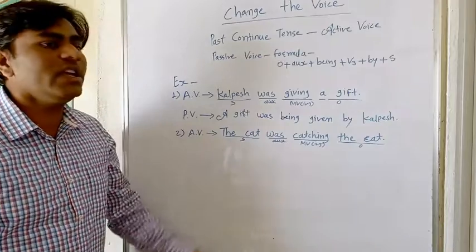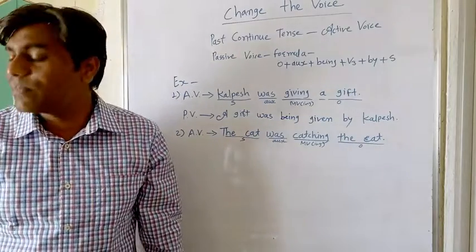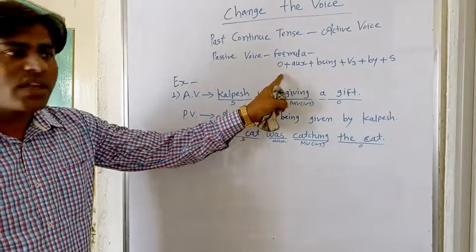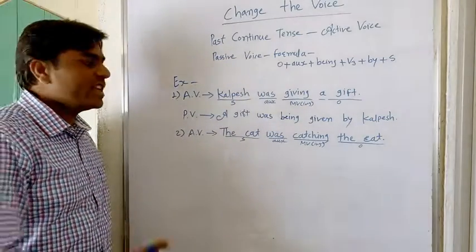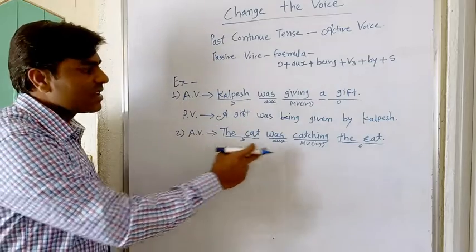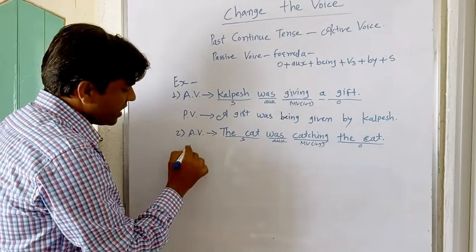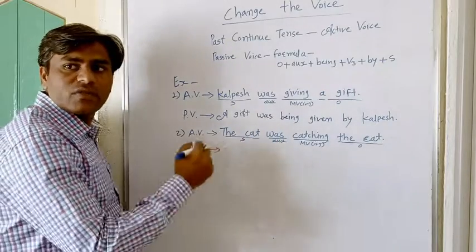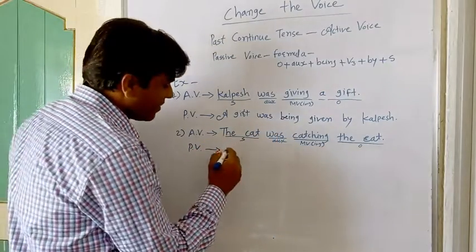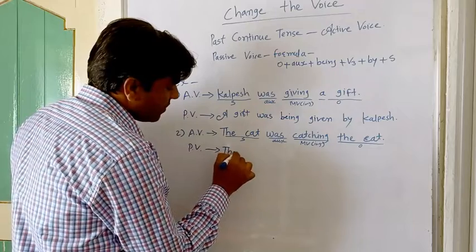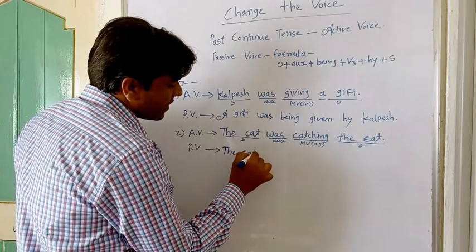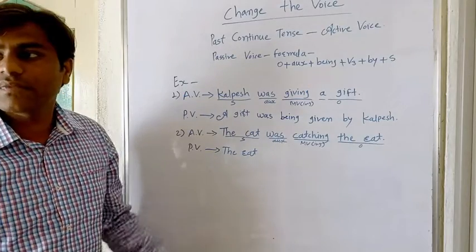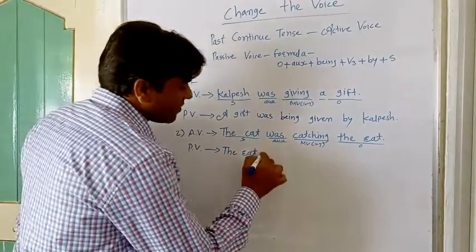Okay. Now when we want to transform this sentence into the passive voice, then we can use this formula. So where is the object in this sentence? The rat. Okay. Then I write here PV, means passive voice. So then we can write the rat. Then what can we write, Omkar? What can we write here? The rat was being.